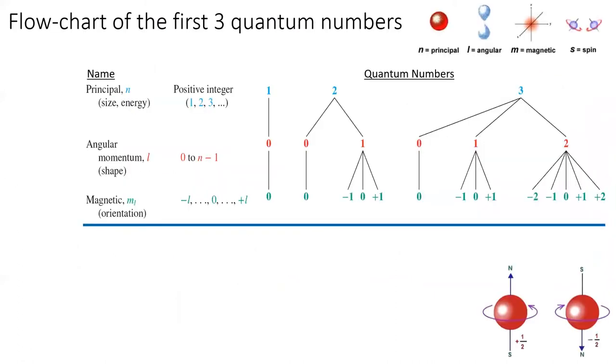Each quantum number has only certain allowed values. The principal quantum number has to be a positive integer with higher values indicating higher energy levels. The angular momentum quantum number, the second one, can be any integer from 0 up to 1 less than n, the principal quantum number. The magnetic quantum number can be any integer between positive L and negative L. Lastly, the spin quantum number is either plus 1/2 or minus 1/2.